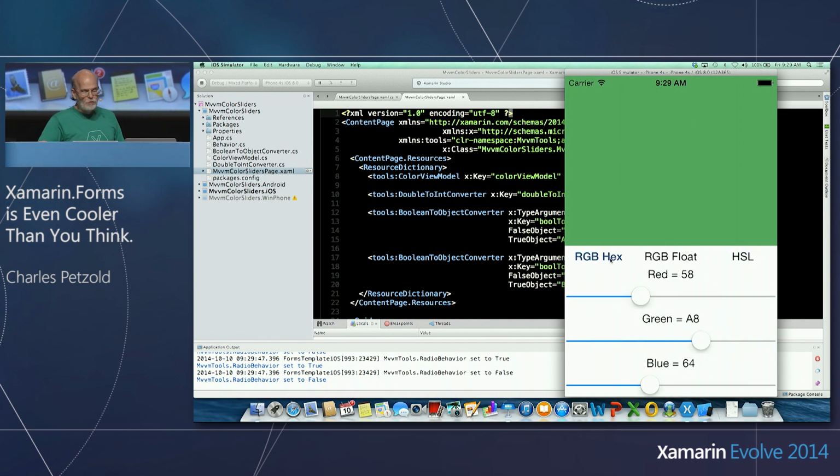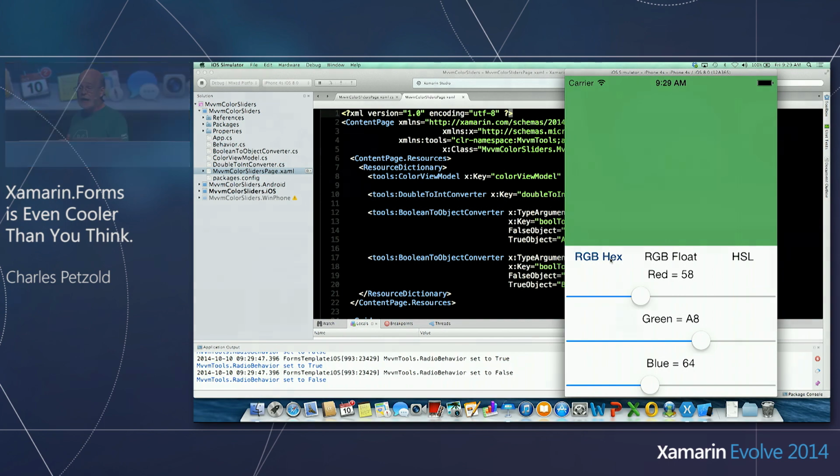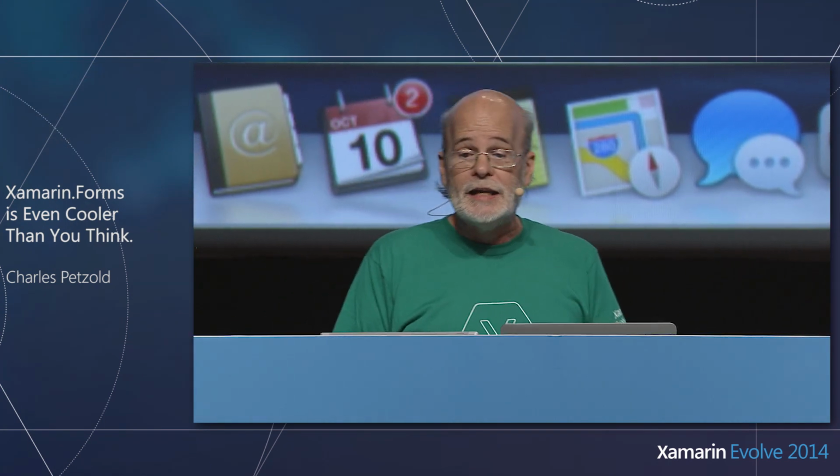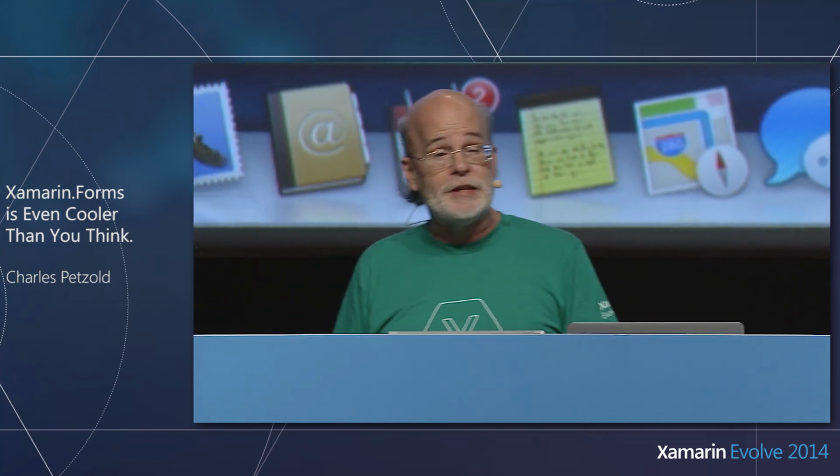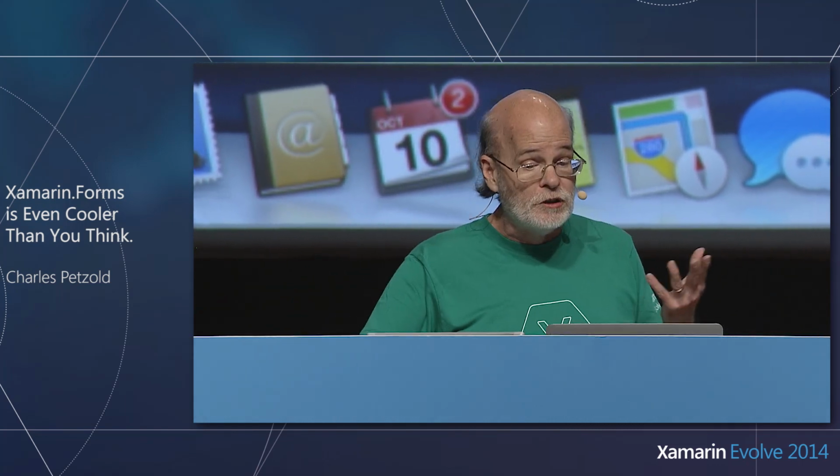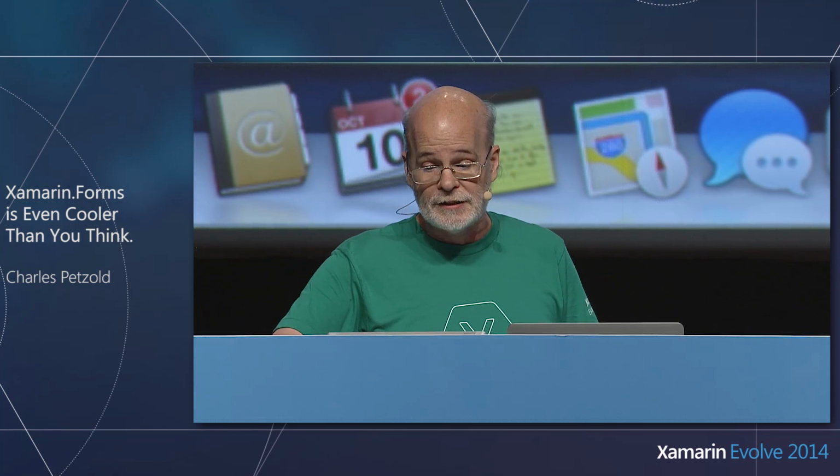Now, one thing you should know is that Xamarin.Forms has no radio buttons. And I did not create a radio button for this program. Instead, I have a radio button behavior that can be arbitrarily attached to regular UI objects, in this case, labels.